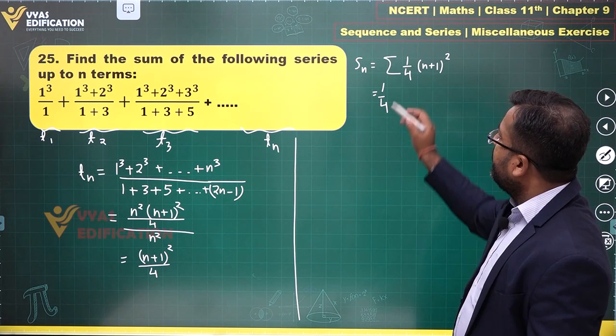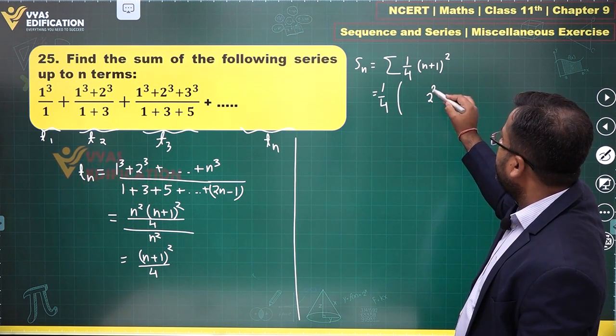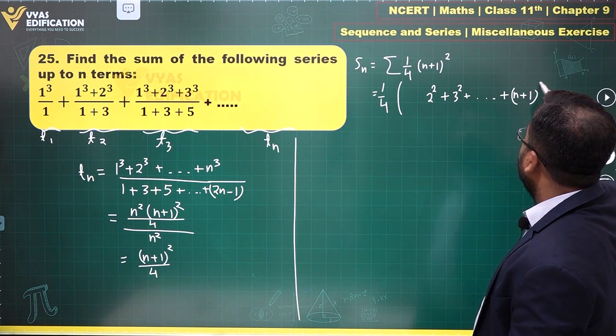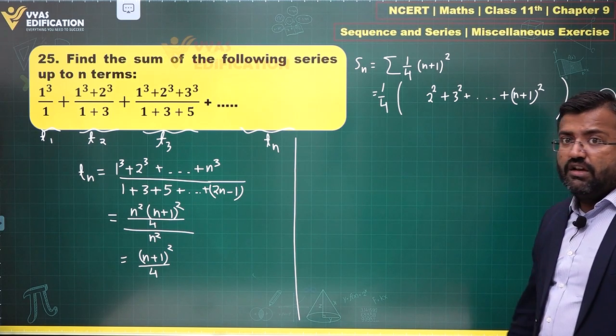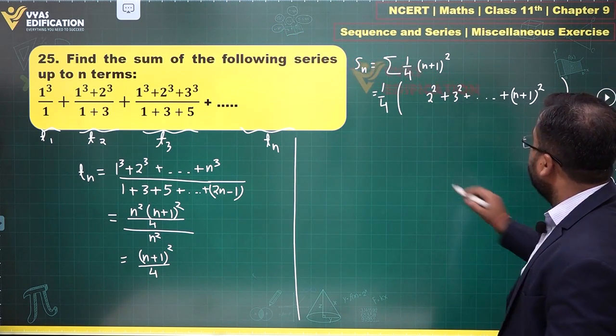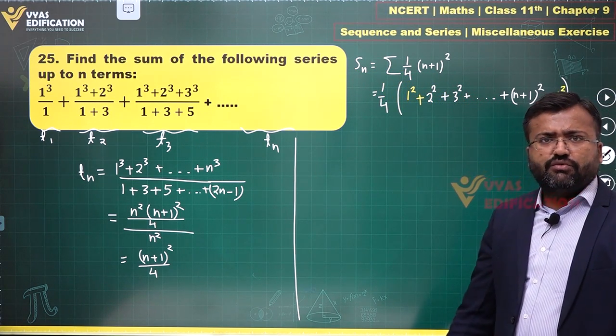In the sigma we have n plus 1 square, putting n equals to 1, that gives me 2 square. Then you have 3 square plus dot dot dot up till n plus 1 square. Do you see, this is the sum of all squares of natural numbers except for some particular term which is missing from the beginning. Let's add that term and let's subtract that term. What's the issue? There's no issue, right?